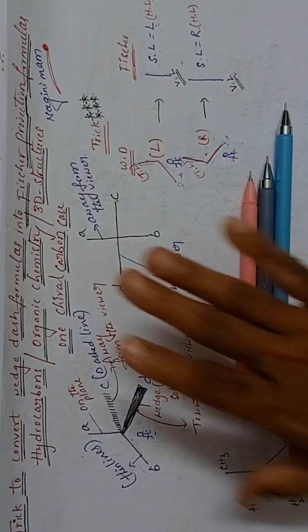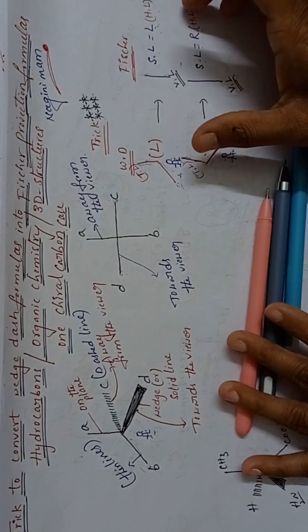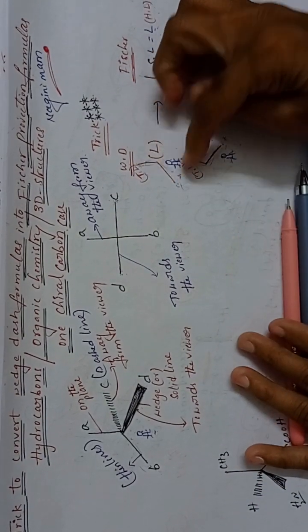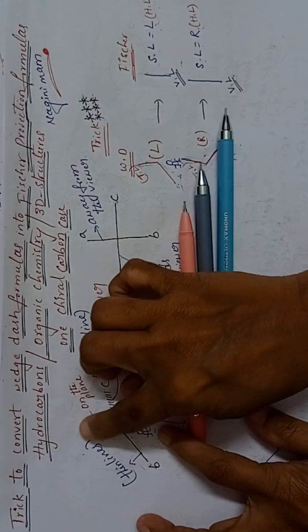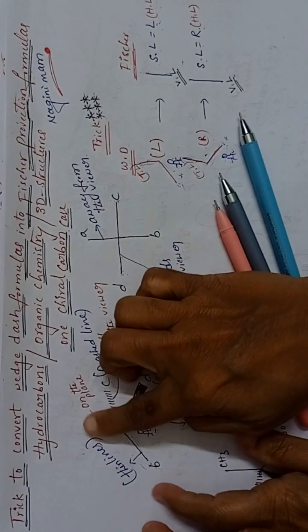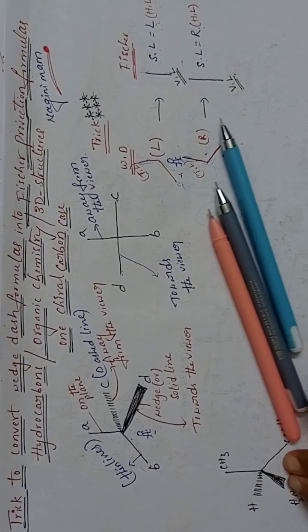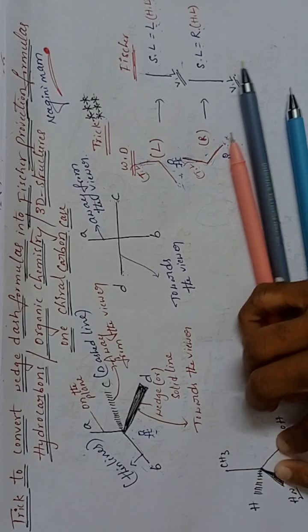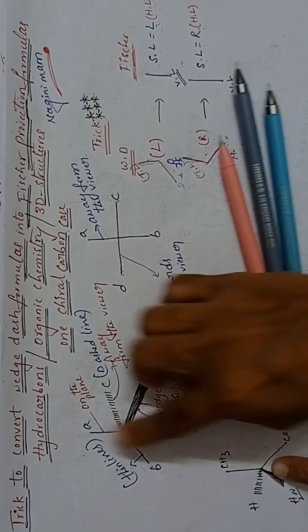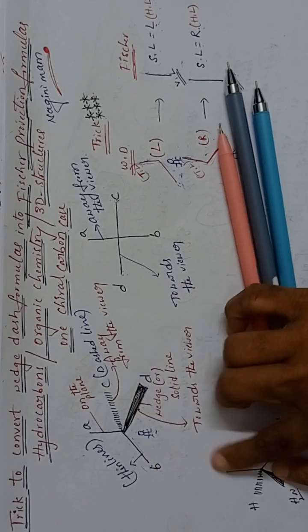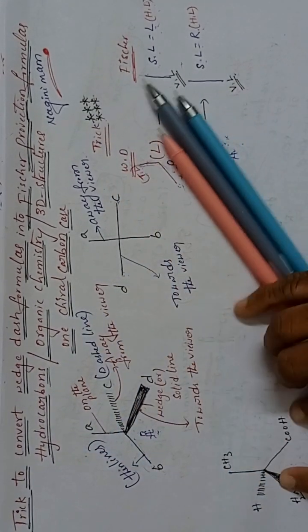Now in this conversion of Wedge-Dash formula into Fischer, very simple trick. See here. Suppose the viewer is here, the observer. How are these thin lines with respect to the viewer? This one is on the left hand side. And how are these other thin lines? On the right side. Understanding? To the viewer, this is left hand side, this is right hand side. Left, right, left, right.